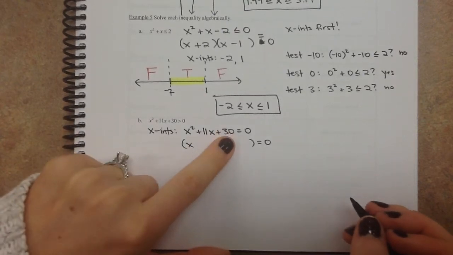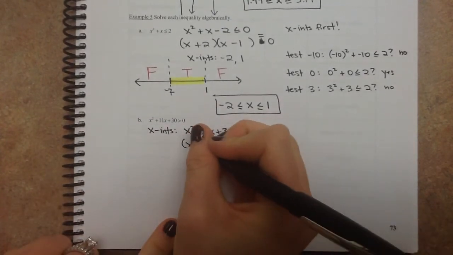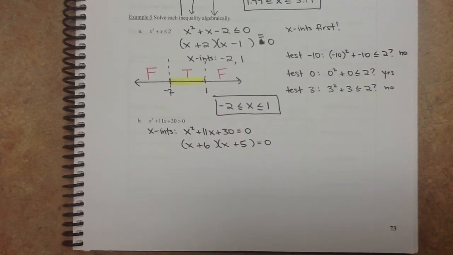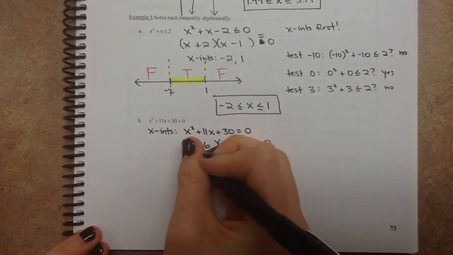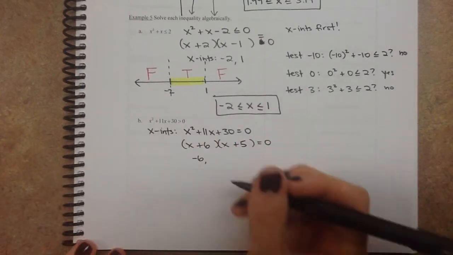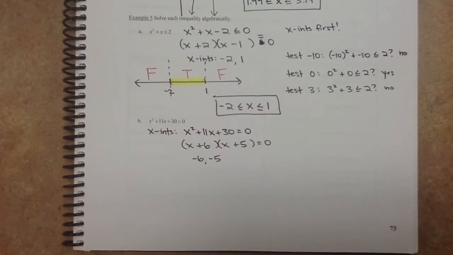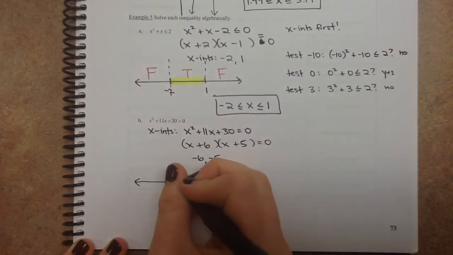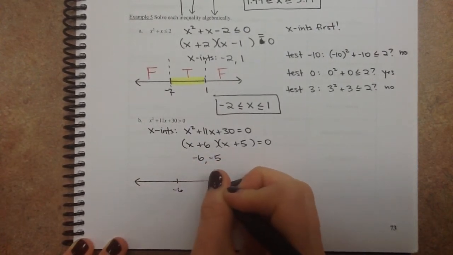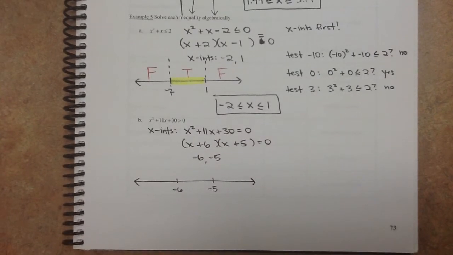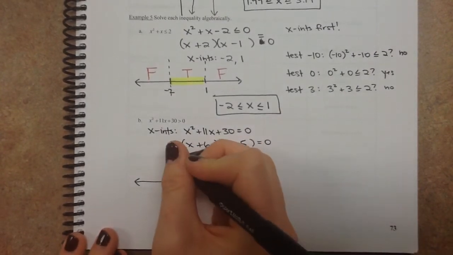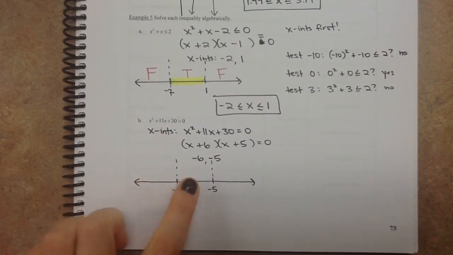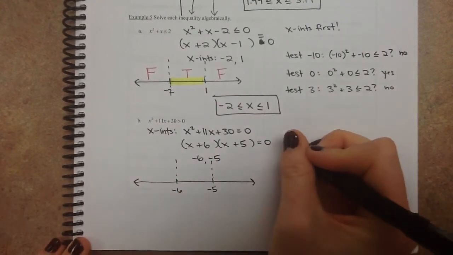So we want to know what multiplies to 30 and adds to 11, and that would be a positive 6 and a positive 5. Okay, so my intercepts are negative 6, if I set this equal to 0, and negative 5. Okay, so we're going to set up a number line, just like we did before. Put the numbers in order. Negative 6 would be on the left, and then negative 5. And so what these numbers do is they split my number line into 3 different regions.